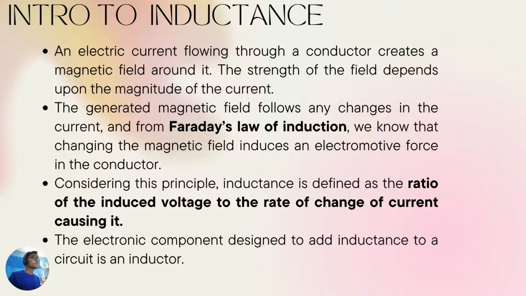An electric current flowing through a conductor creates a magnetic field around it. The strength of the field depends upon the magnitude of the current. The generated magnetic field follows any change in the current, and from Faraday's laws of induction, we know that a changing magnetic field induces an electromotive force in the conductor. Considering this principle, inductance is defined as the ratio of induced voltage to the rate of change of current causing it. The electronic component designed to add inductance to a circuit is called an inductor.